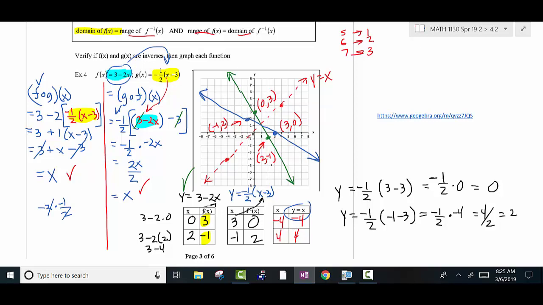Does that make sense? Okay to everybody? All right, so basically the points go backwards. When you do the compositions both ways, it'll turn out to be x, and that's what it ends up being symmetrical about, that line.